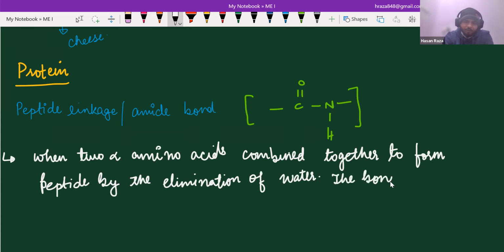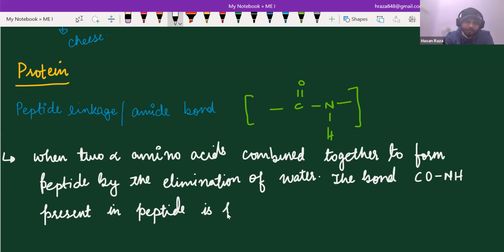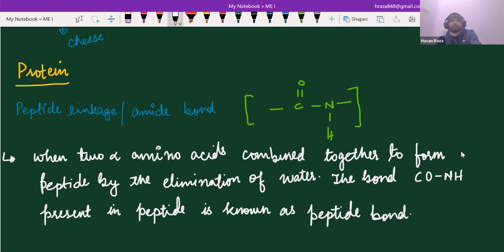The bond CONH present in peptide is known as peptide bond.